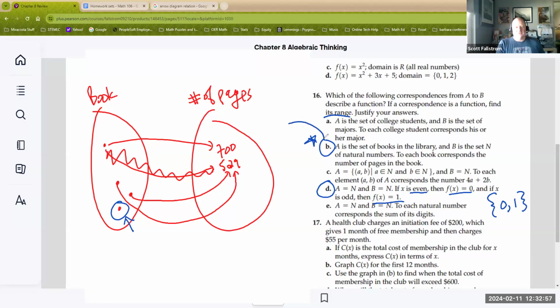But for the problem with the books in the library, you have no idea. You wouldn't want to say all natural numbers, because I don't know if there is a book that has 699 pages. So definitely that would be the codomain, but wouldn't be the range. Okay, all right, let's talk a little bit more. What else could we do? Let's go to the whiteboard.